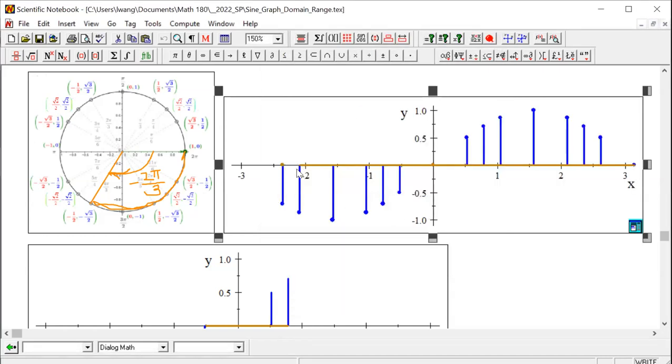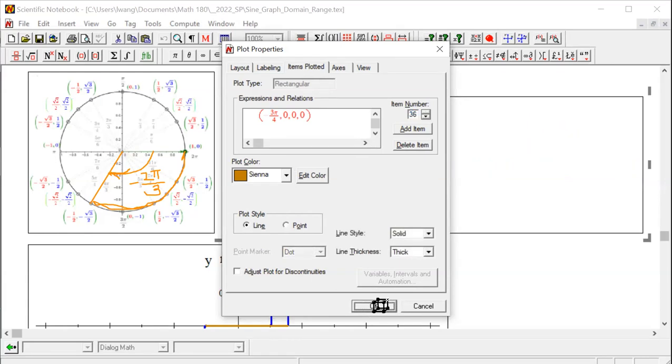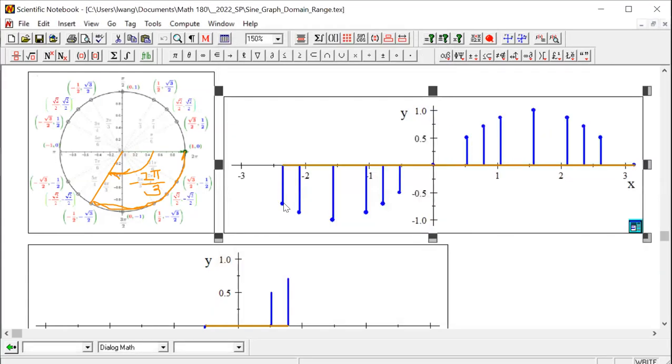Oh no, I think I didn't draw that. You can just take your time to do this. Oh, not dots, it's a line. That's why. Okay, there.